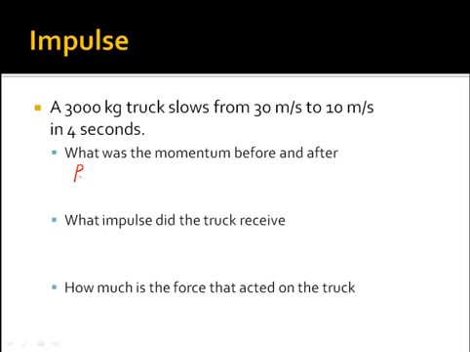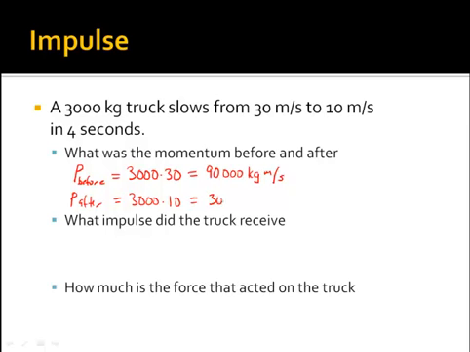The momentum before is the mass of the truck, 3,000, times the velocity before we slowed down, which is 30 meters per second. That's a total of 90,000 kilogram meters per second. The momentum after is the exact same thing, only they were moving at 10 meters per second. So that multiplies to 30,000 kilogram meters per second.